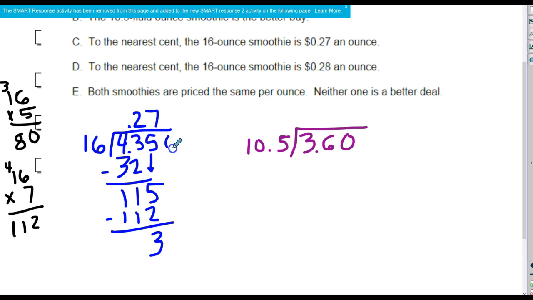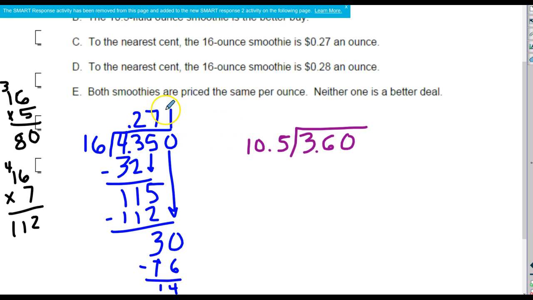All right, now I could keep on going, and again, I want to figure this out to the nearest cent. So if I look here, I have 16 going into 30. That's going to go in 1 time. That's going to be 16. I could subtract from there. Oops. Something flashed on the screen there. So I have 30 minus 16. That's going to leave me with 14. And it would go on and on and on from there.